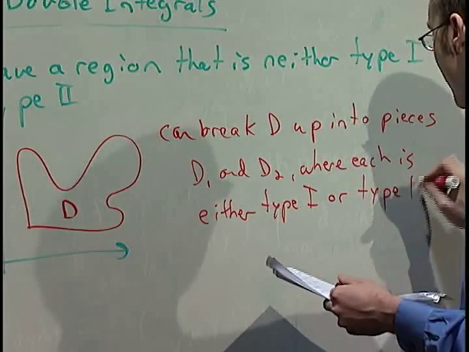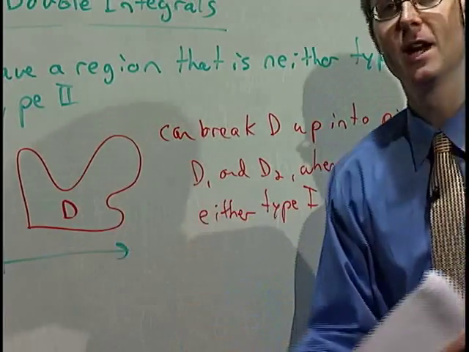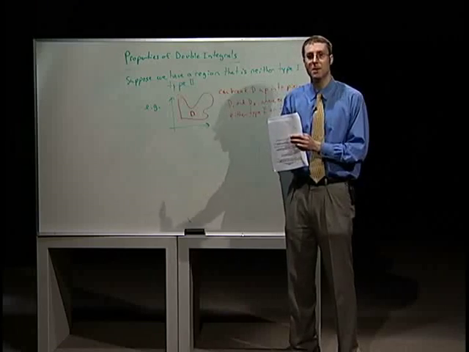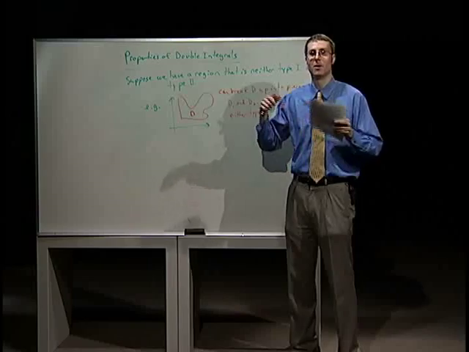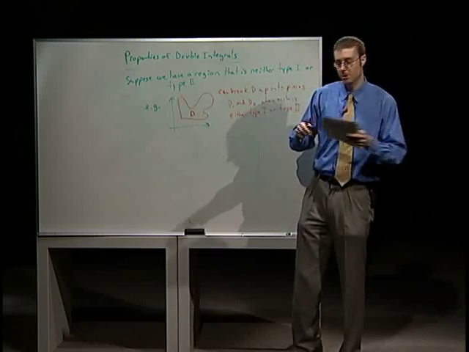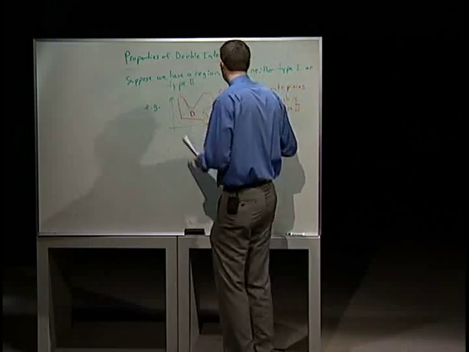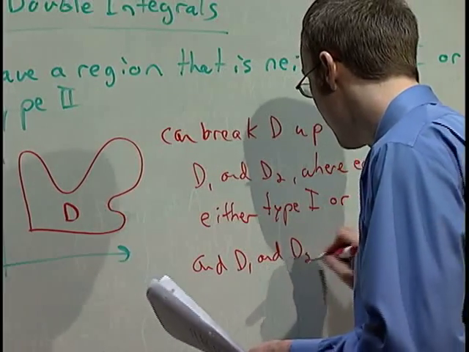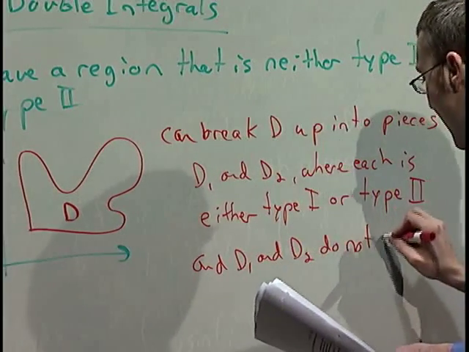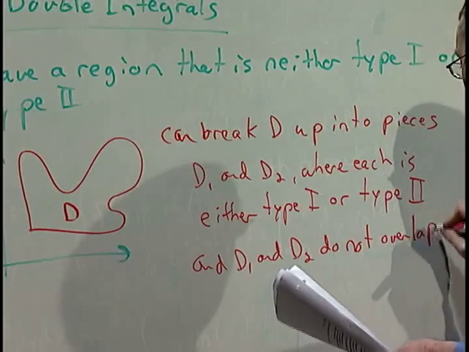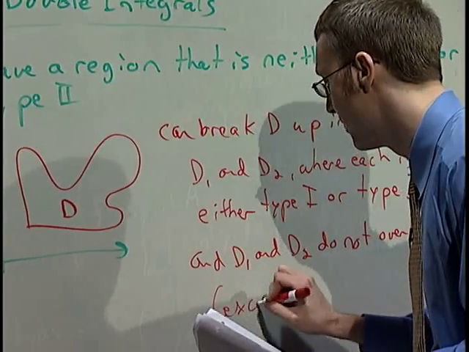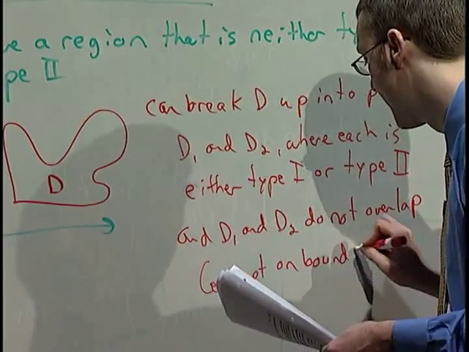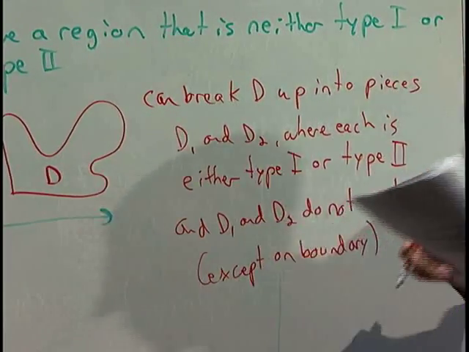So the idea here is you're taking some funky-looking region and partitioning it into mutually exclusive pieces that fit the mold of one of our two general types of regions. You want to make sure D1 and D2 do not overlap, otherwise you're going to be counting twice, except on the boundary. They can certainly share a boundary, they have to, but they don't overlap in other places.